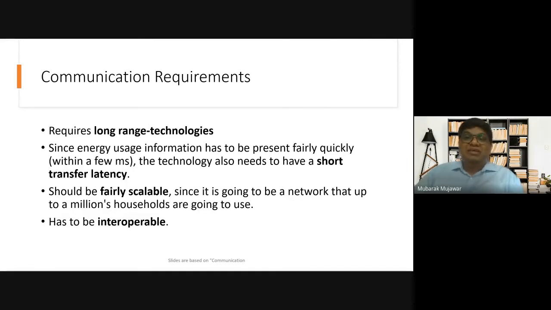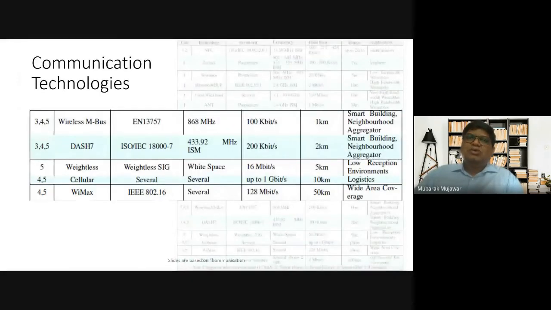It should be fairly scalable because we keep on adding customers. For a small city, we might have 1,000 customers, but for cities like Delhi and Mumbai, we'll have millions of customers. So our network should be fairly scalable and it has to be interoperable. Some of the communication technologies which we are recommending are wireless M-bus and Dash 7.